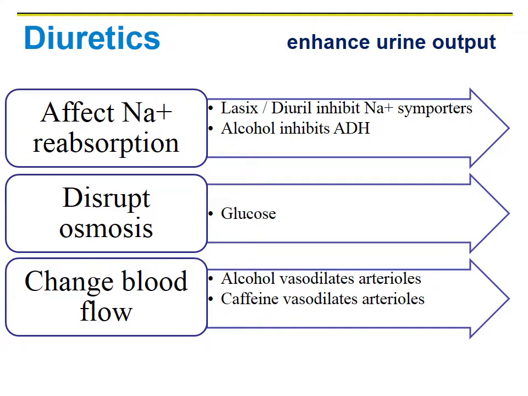Anything that dilates the afferent arteriole of the glomerulus will increase glomerular blood pressure, which increases net filtration pressure, which increases glomerular filtration rate. That's why alcohol and caffeine both make you pee in addition to blocking ADH, and why they are dehydrating.